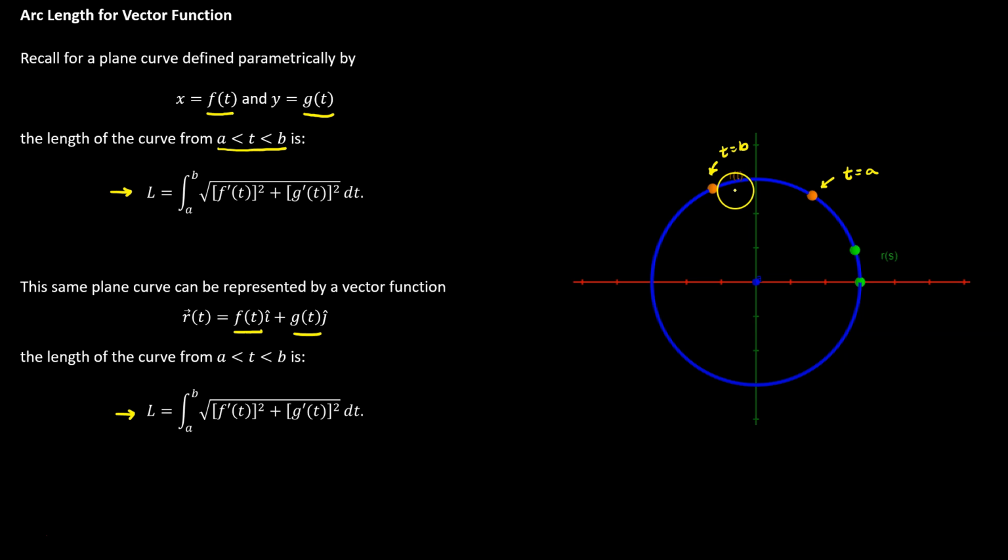And so calculating the arc length between those parameters, t equals a and t equals b, is finding out how long this portion of the curve is between the 2 orange points. And similarly, between the 2 green points, these correspond to different values of t, some other a and b pair, and we're calculating the length between those 2 green points.